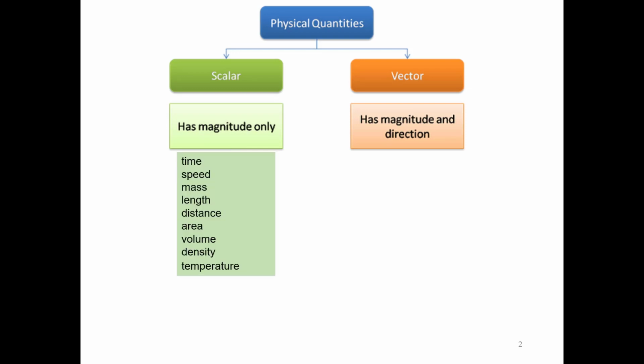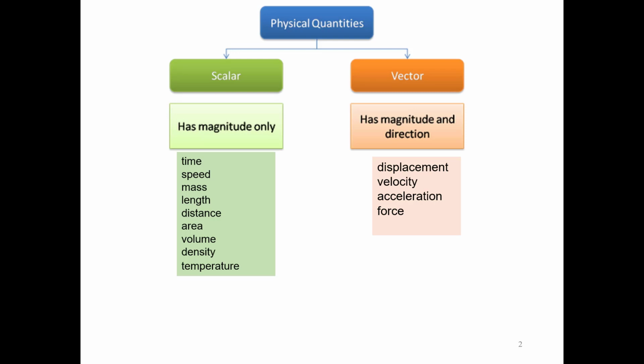Some examples we can mention in the case of scalar quantities are time, speed, mass, length, distance, area, volume, density, and temperature. Then to describe any of these quantities, we just need a number and the unit. For example, time, 5 minutes. Area, 25.6 centimeters squared.